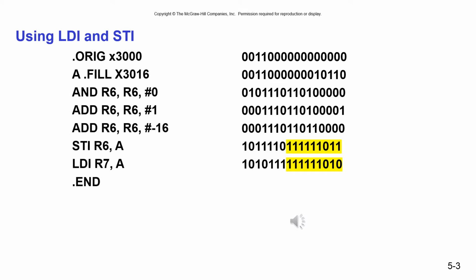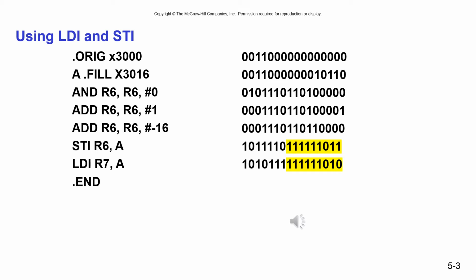So when this store indirect command is executed, the program counter will actually be pointing to the address of LDI when it actually calculates the offset. So then count back -5. 1, 2, 3, 4, 5, and that gets us to the fill. That gets us to 3016, and that's the address that'll be used to store the contents of R6 in.